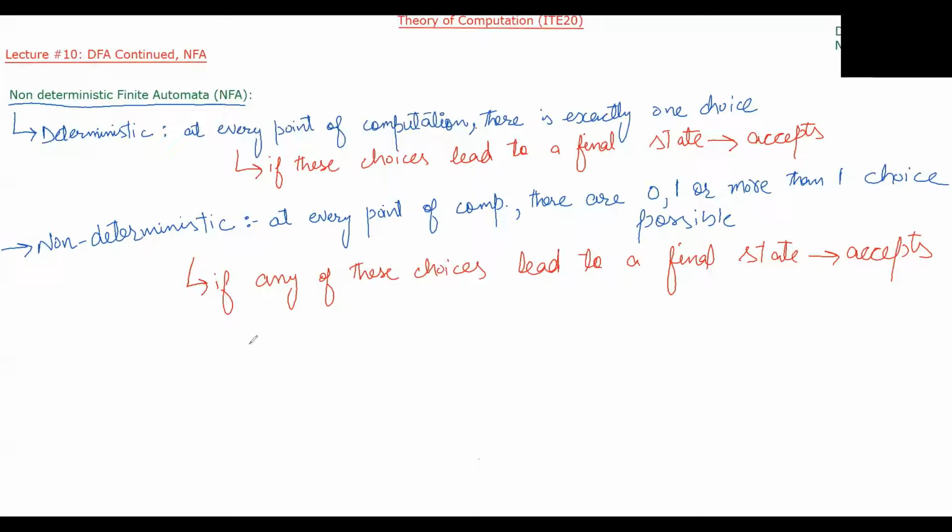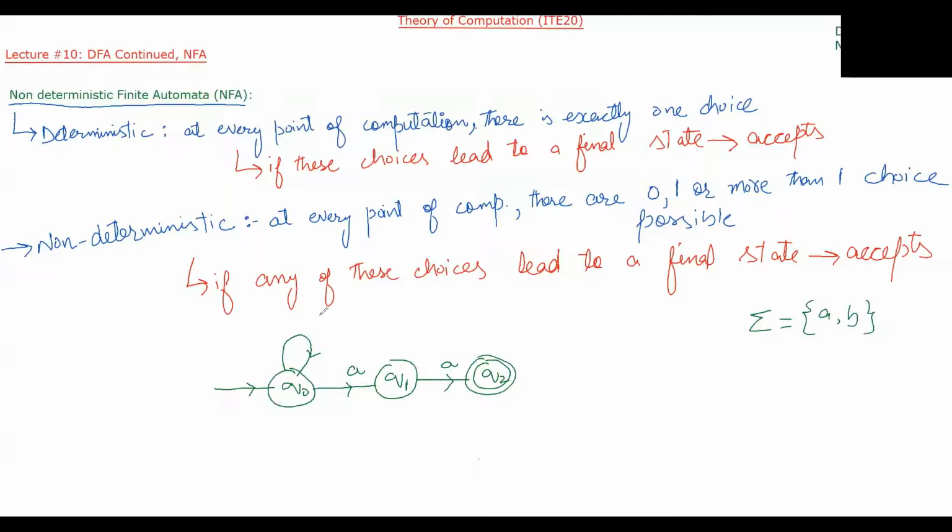So let me give an example. For example, let's make an automaton here. Let's say this is our automaton. Let's say the alphabet is sigma here. Sigma means either A or B. Okay, so if I am writing sigma, sigma means A or B.